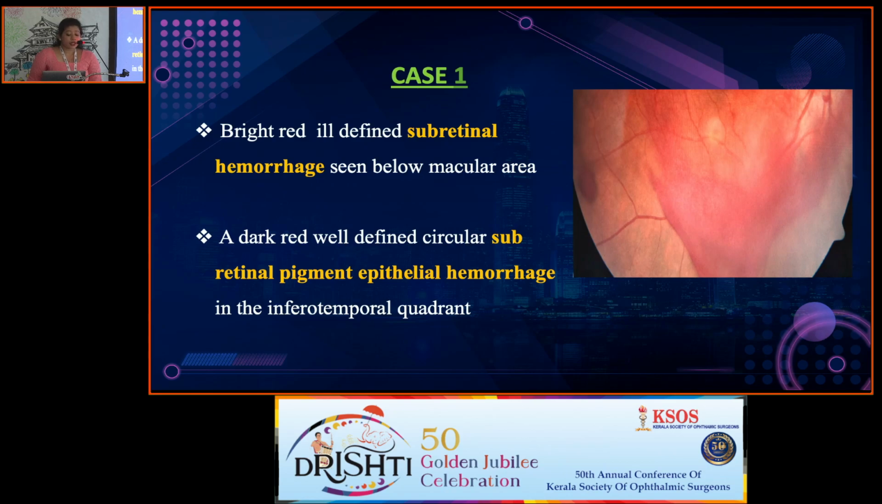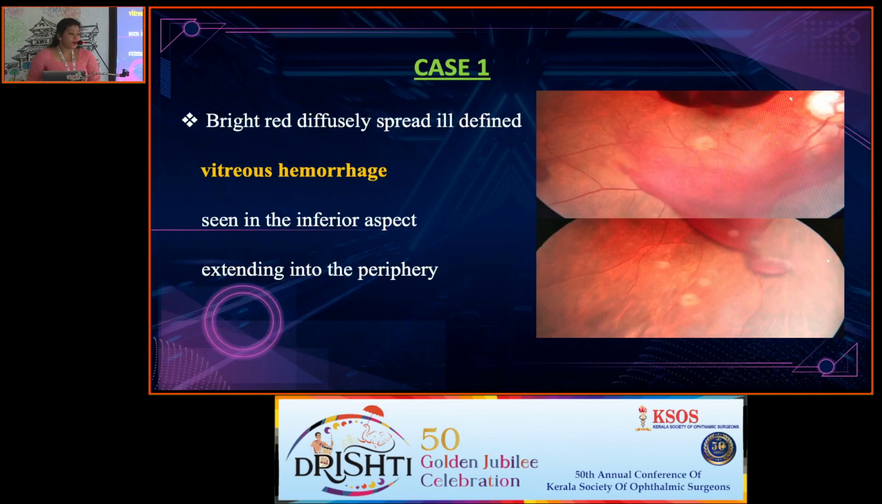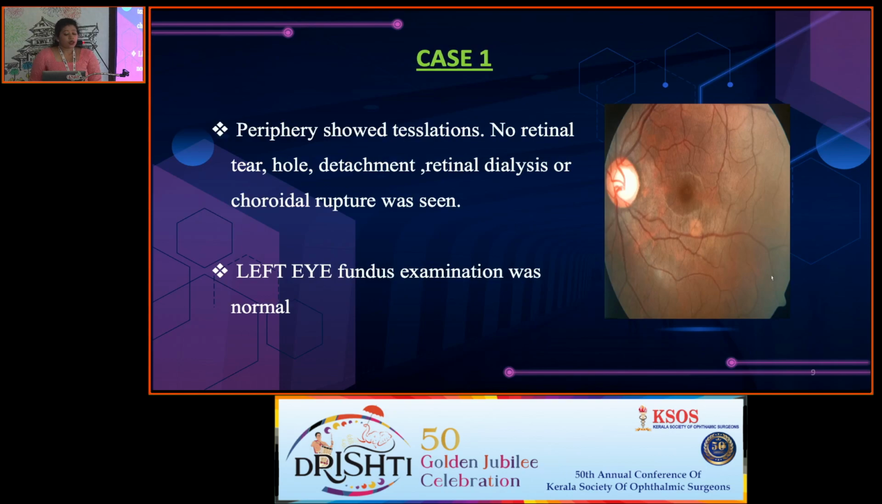There was a dark red, well-defined circular subretinal pigment epithelial hemorrhage in the infratemporal quadrant, and there was a bright red, diffusely spread, ill-defined vitreous hemorrhage in the inferior aspect extending into the periphery. There was no retinal hole, detachment, tear, retinal dialysis, or choroidal rupture seen. The left eye fundus was normal.